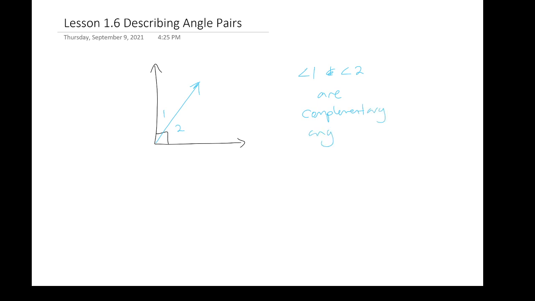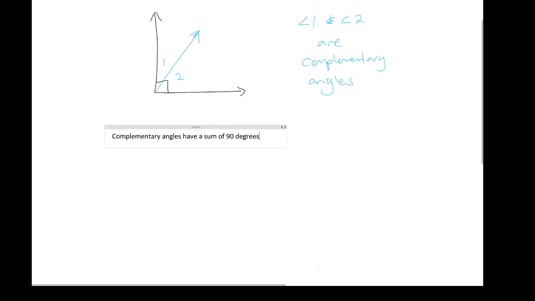So let's write that down. These guys are complementary angles. And so we know, suffer through my handwriting, we're going to go ahead and write this down. Complementary angles have a sum of 90 degrees. So again, we know that through angle addition, angle 1 plus angle 2 is going to create that right angle. Right angles have an angle measurement of 90 degrees. Therefore, these angles are complementary.